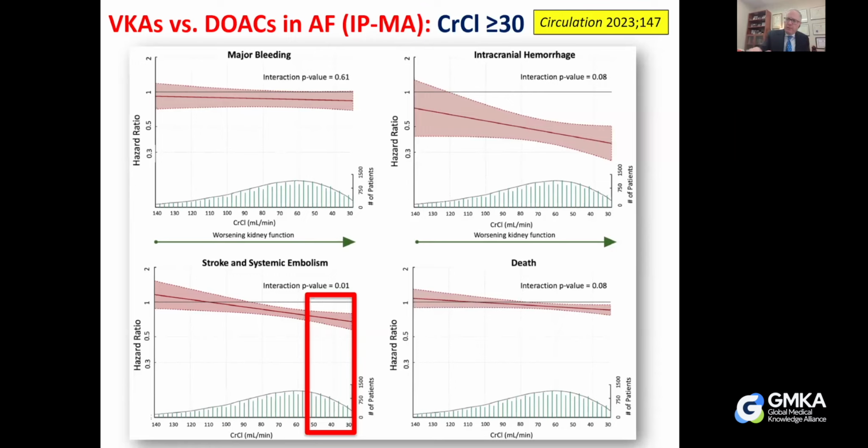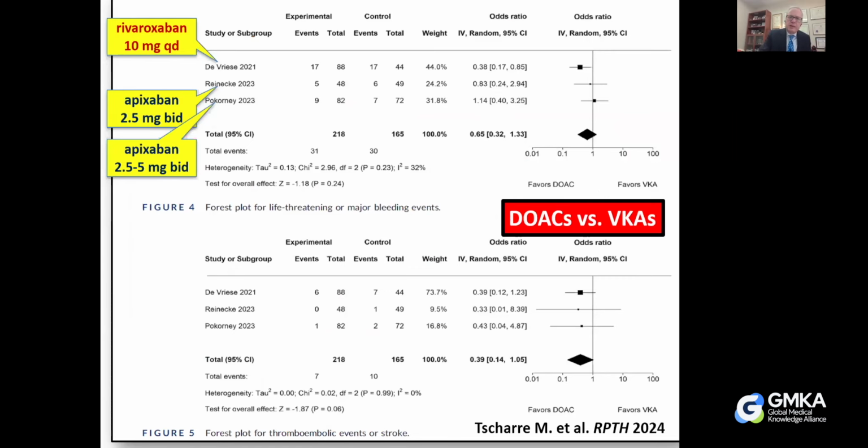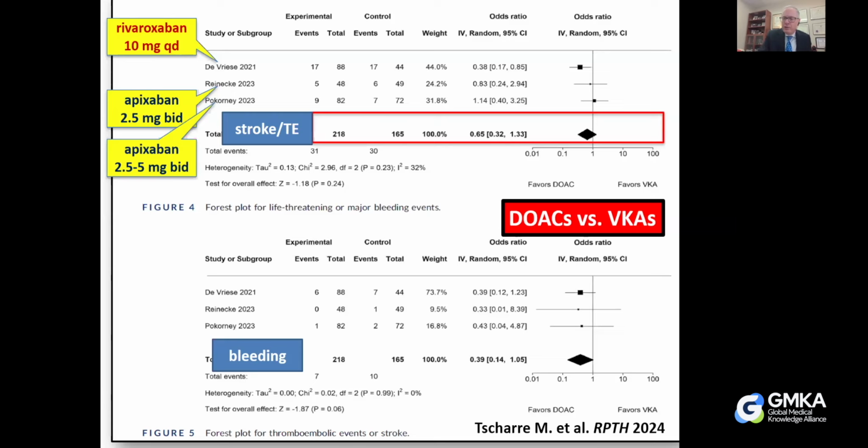But if we think about that trend, maybe in patients that have worsening renal function, the benefits of a DOAC will be even greater. So here are some studies that have suggested looking at DOACs or vitamin K antagonists in patients who have end-stage renal disease, and you'll see that there appears to be a reduction overall in stroke and a reduction overall in bleeding. So these are patients with renal function that is quite severe.